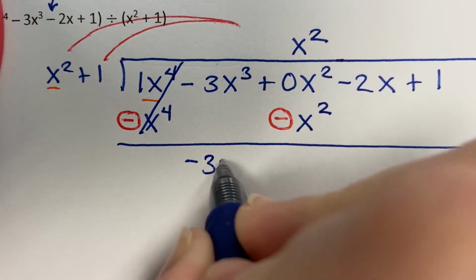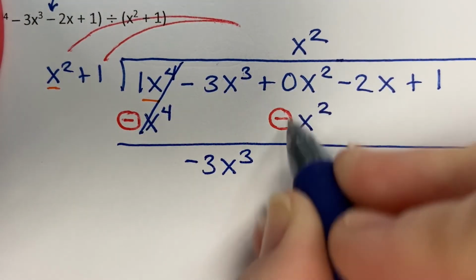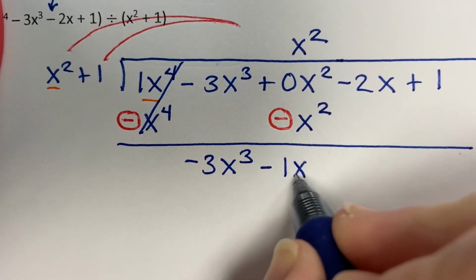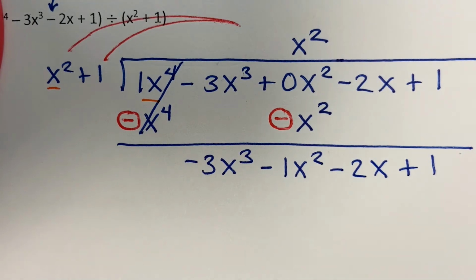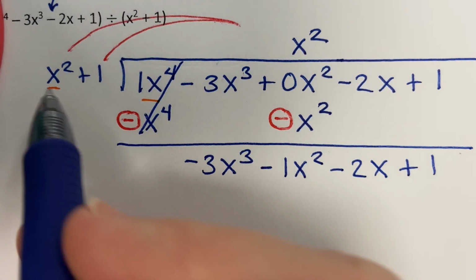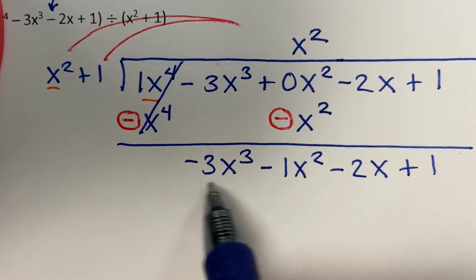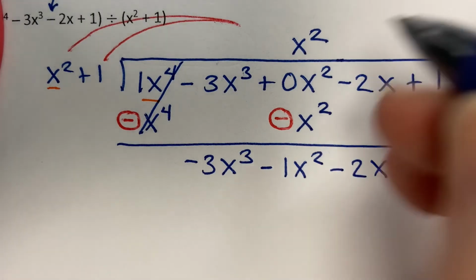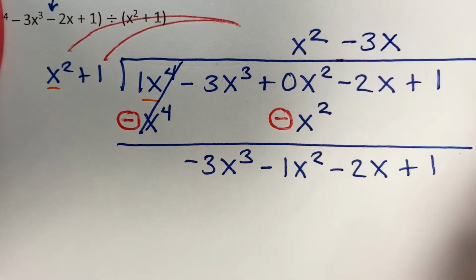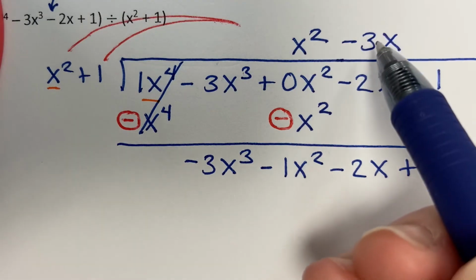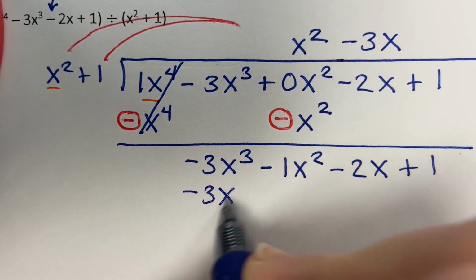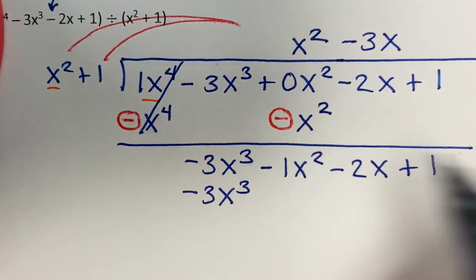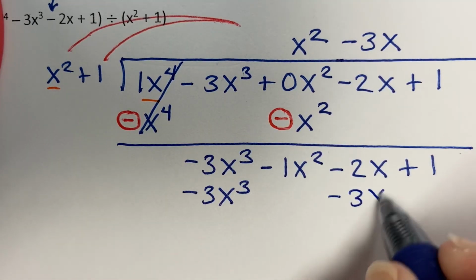I have negative 3x cubed minus 1x squared. Bring all this other stuff down. So minus 2x plus 1. And then we start over. So x squared times what gives me negative 3x cubed? Well, it would be negative 3x. Now I'm going to distribute. Negative 3x times x squared is negative 3x cubed. Negative 3x times 1 is just a minus 3x.